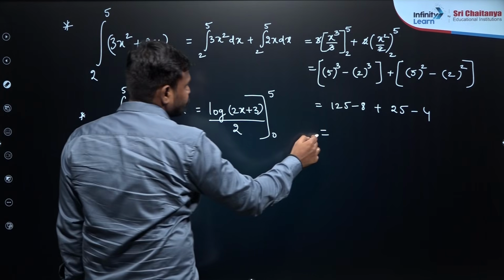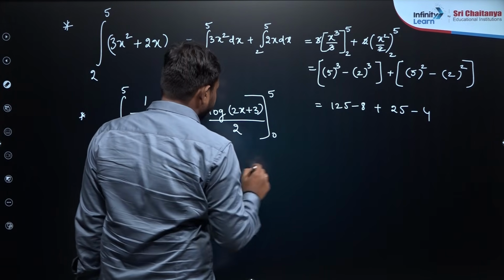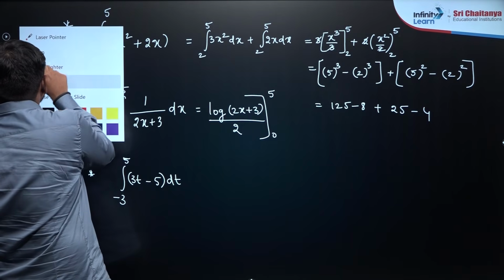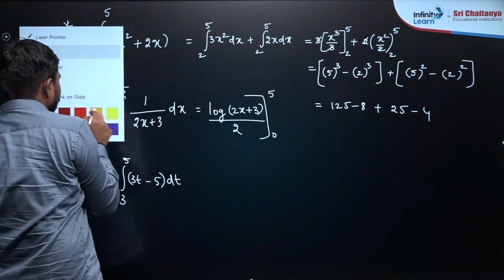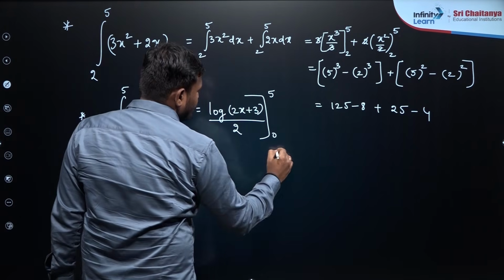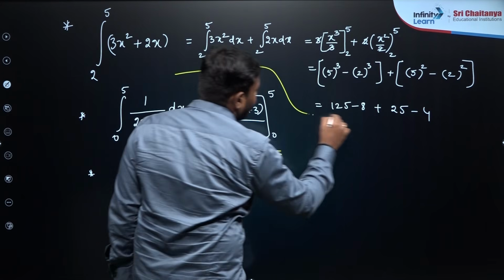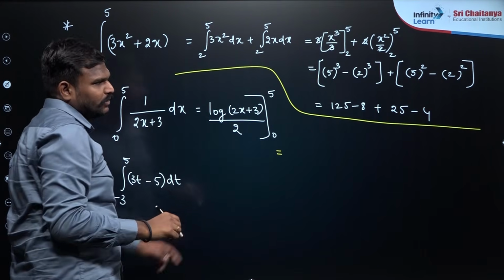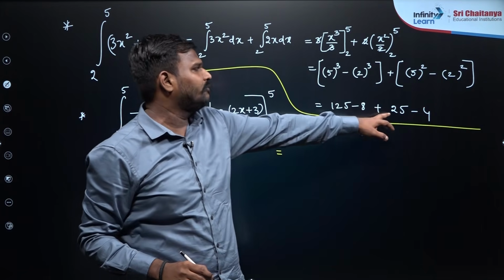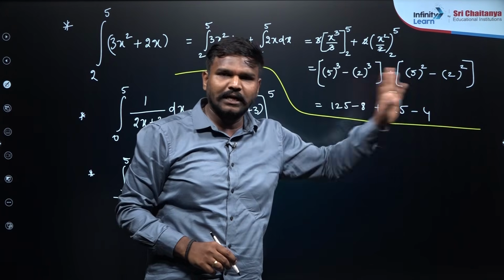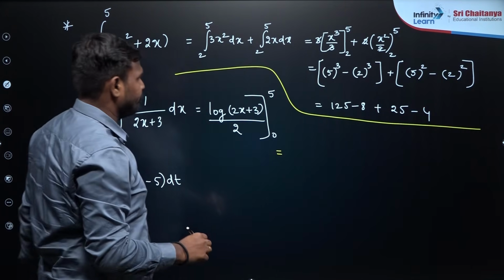Okay. So I hope this is clear now, sir. 125 plus 25, 150 minus 12. That is the answer. Okay, right.